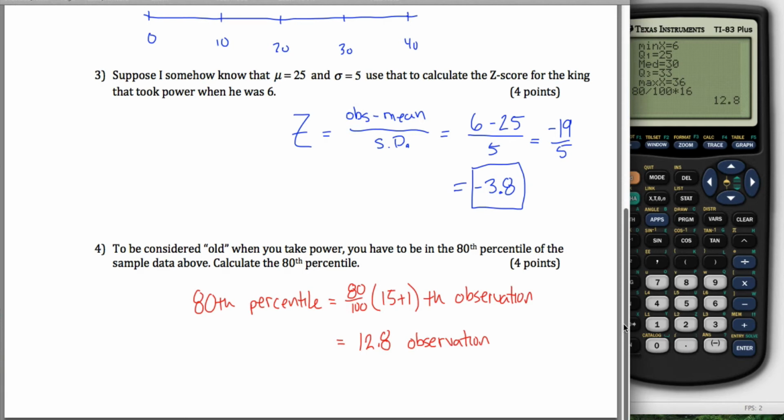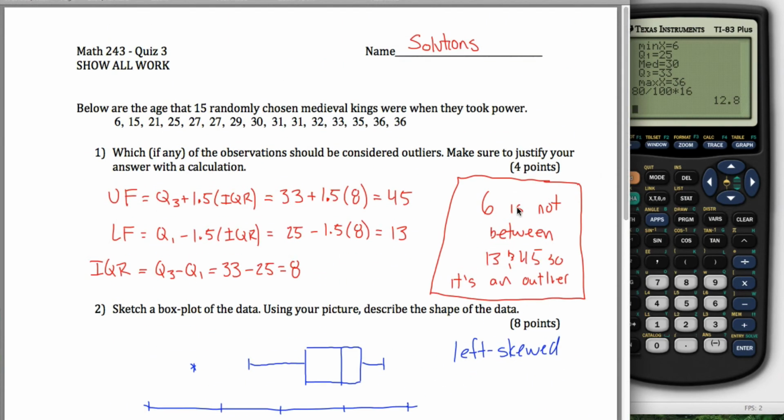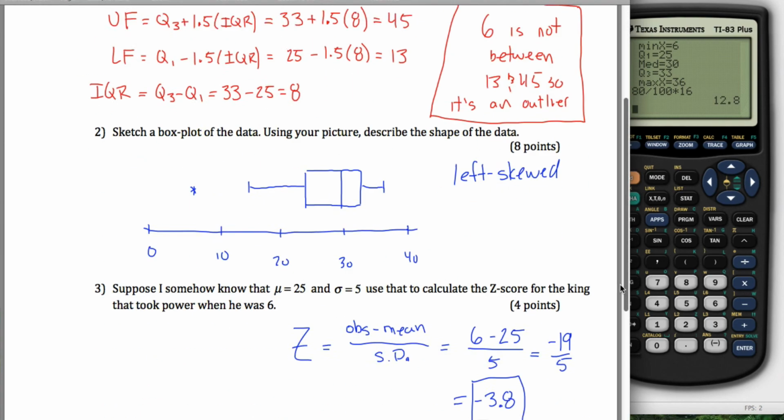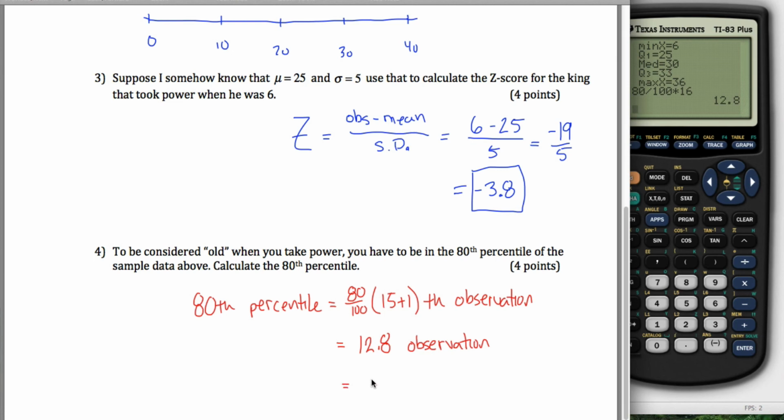What's that mean, 12.8? I can find the 12th, I can find the 13th. All you need to do is find the 12th and the 13th and average them out, because 12.8 is a number between 12 and 13. So you come up here, you got 15 observations: 15, 14, 13. This was the 12th. This was the 13th. So 33 and 35 are the two observations that I'm going to average out. The average of 33 and 35 is 34. That's the answer. And it's also the end of this quiz.